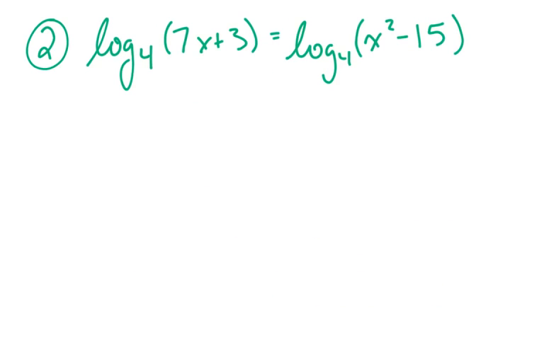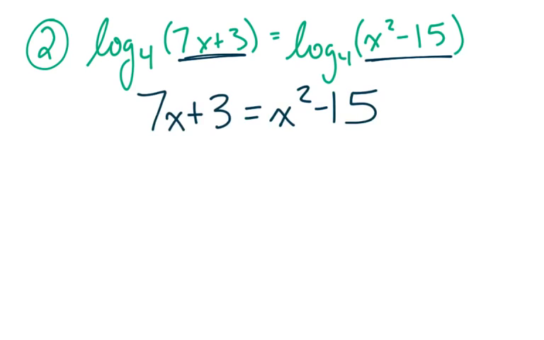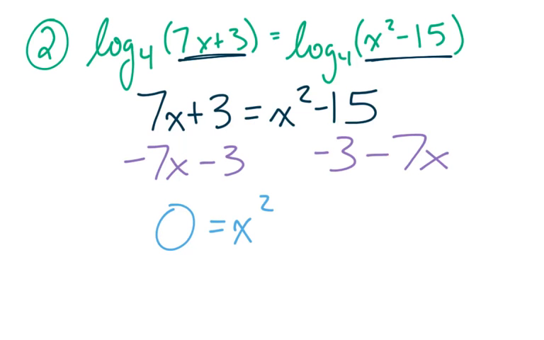Now this next problem looks similar in that we have log base 4 equals log base 4. So again, we're going to start by just setting these two parentheses equal to each other. Because again, if I'm taking the log of something equals the log of something, those somethings must equal each other. So now I've got a quadratic equation, so I'm going to try to get everything on one side, get it equal to 0. So then 0 equals x squared minus 7x minus 18.